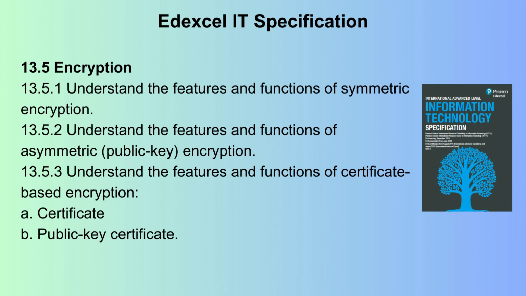So we will first discuss what encryption is and its main usages. Then we will discuss the two types of encryption used, and then go deep into each of the encryption types by understanding the features and functionality of asymmetric and symmetric encryption. Finally, we will discuss certificate-based encryption: what a certificate is, what a certification authority and a verification authority are, and what a public key certificate is and its usage.